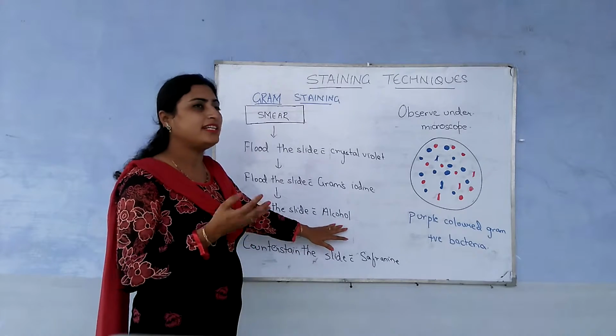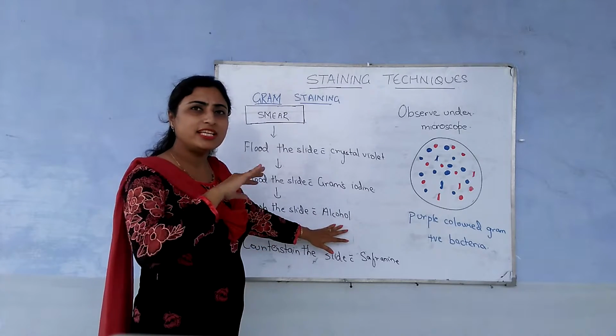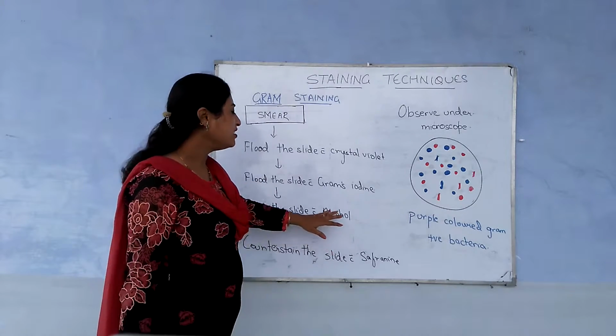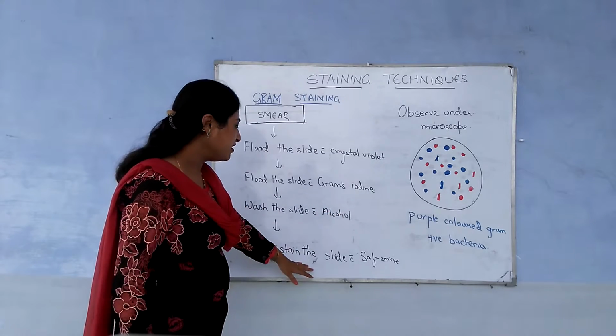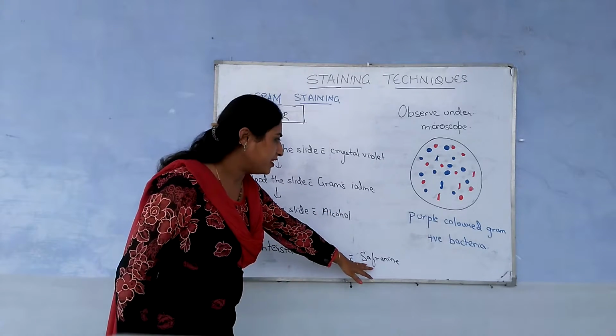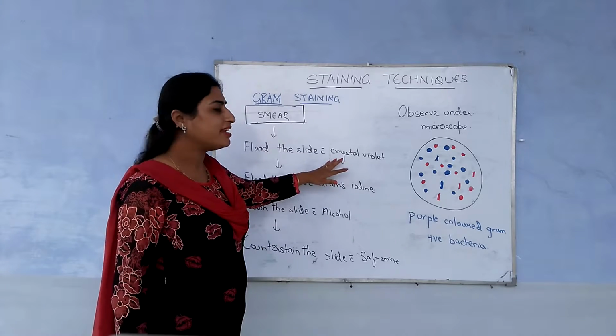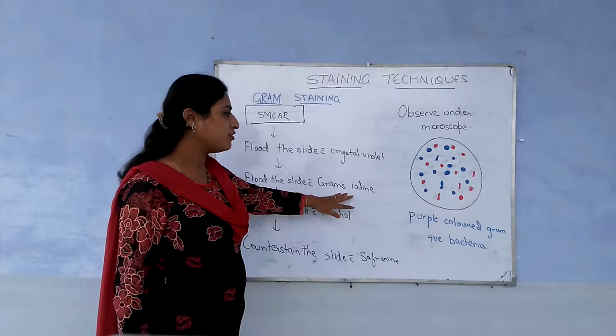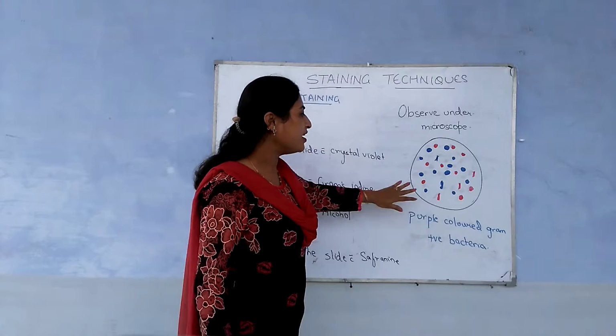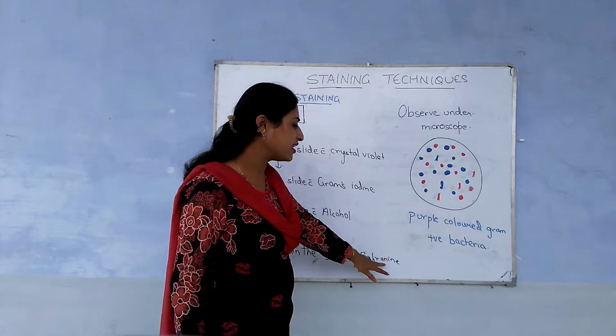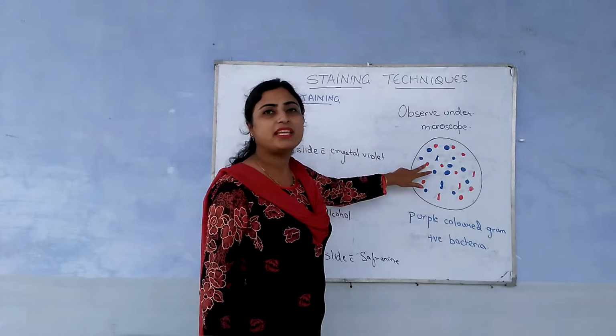The gram negative bacteria lose the lipid content, and after that they will retain the counter stain, that is safranin. And gram positive bacteria will retain the crystal violet and iodine complex and appear blue in color, while gram negative bacteria will retain the color of the safranin and appear pink in color.